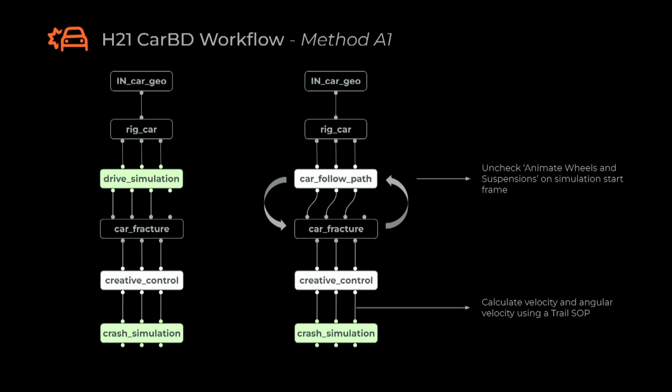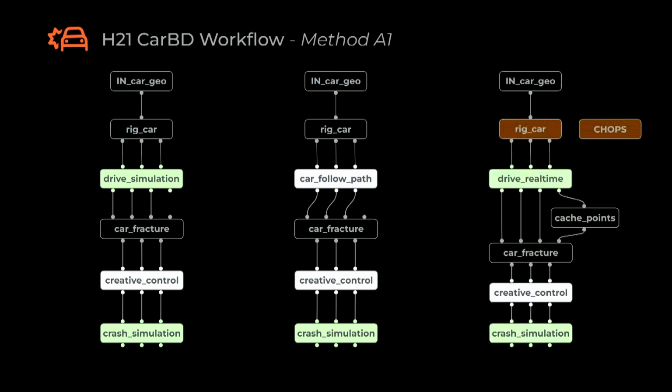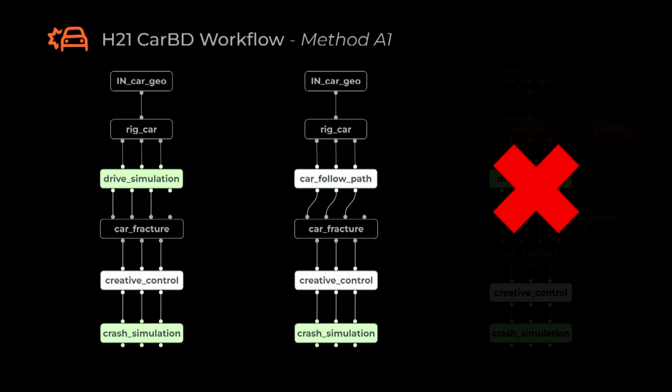But also, if you remember, the car rig in 20.5 came with the ability for you to connect a console to the car rig and drive the car in real time. And you might think, okay, can I use the ChopNet, connect my console to the car rig, drive the car in real time, and then fracture the car, creative control, crash simulation? Nope, not possible. Not yet, at least.